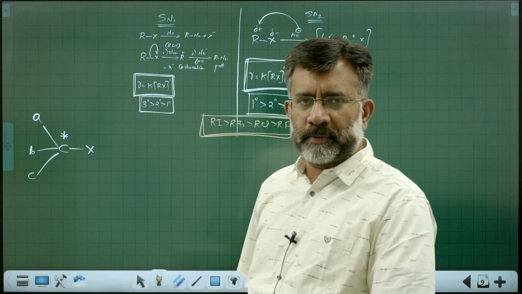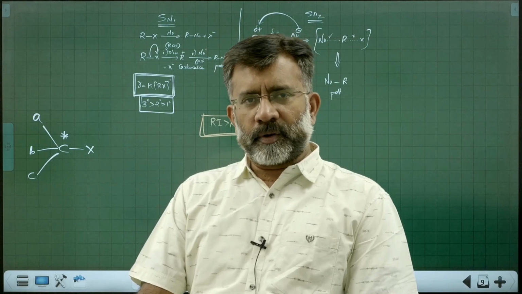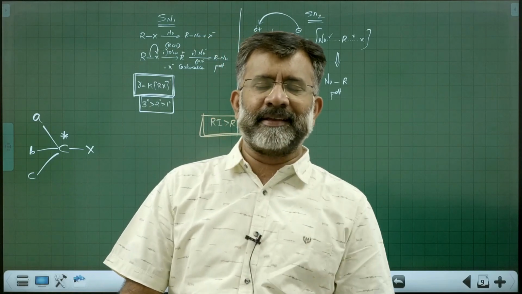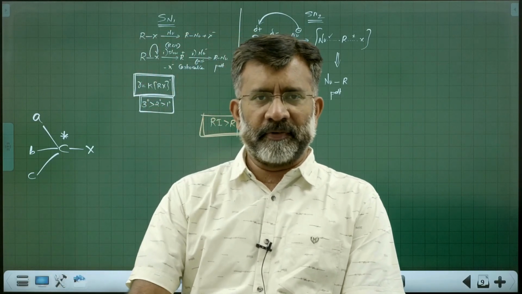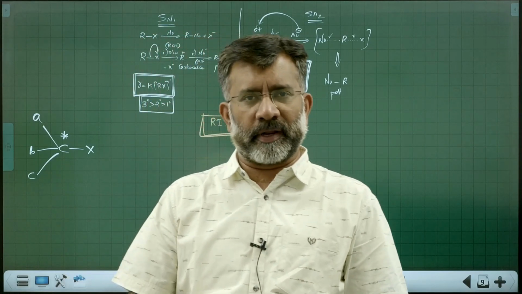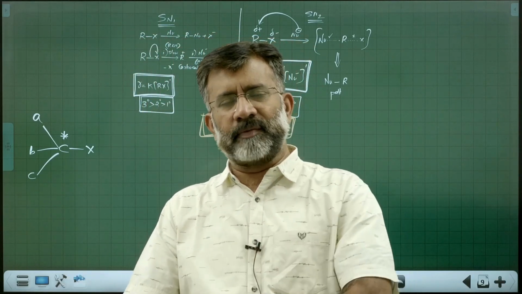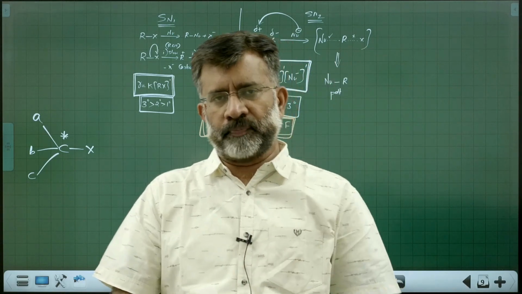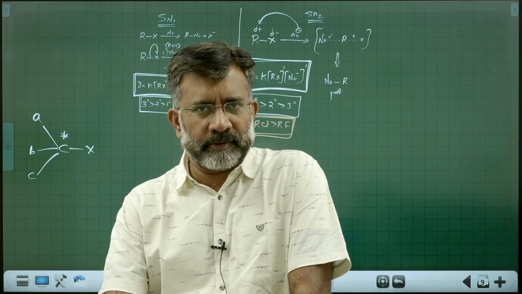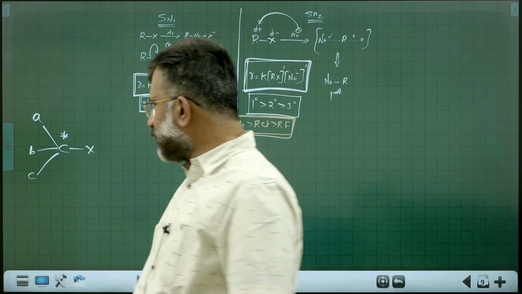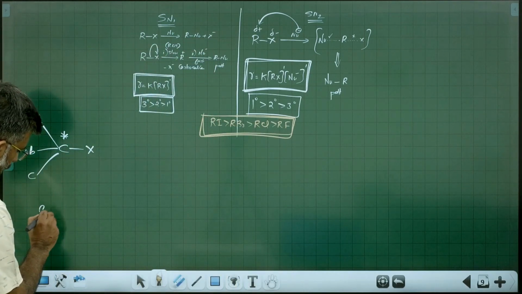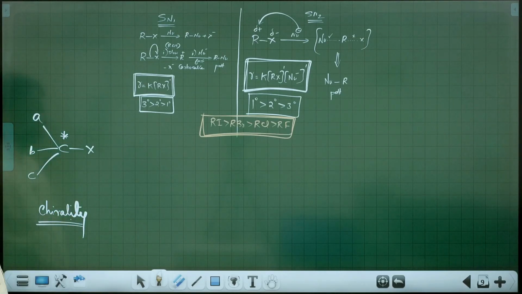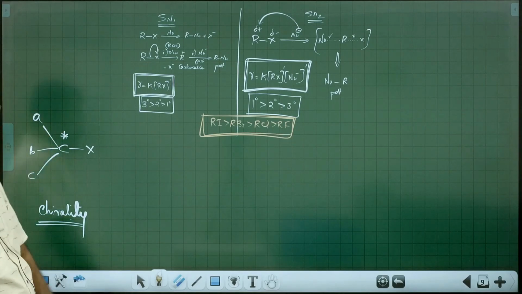This is chiral, optically active. It will rotate the plane polarized light towards right or left. All of you know, if it is rotating to the right, it is called dextro-rotatory. If it is rotating to the left, it is called levo-rotatory. So there are dextro-rotatory and levo-rotatory characters. We call such molecules optically active compounds, optical isomers. The phenomenon is called chirality. This carbon is called a chiral carbon. The molecule is said to be chiral.